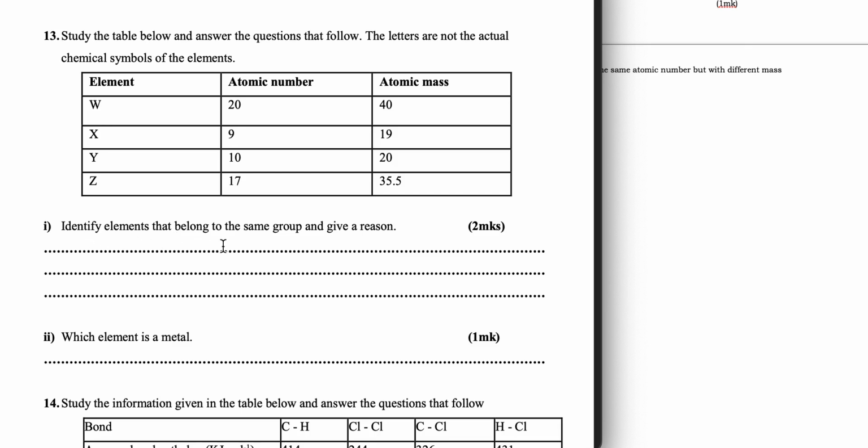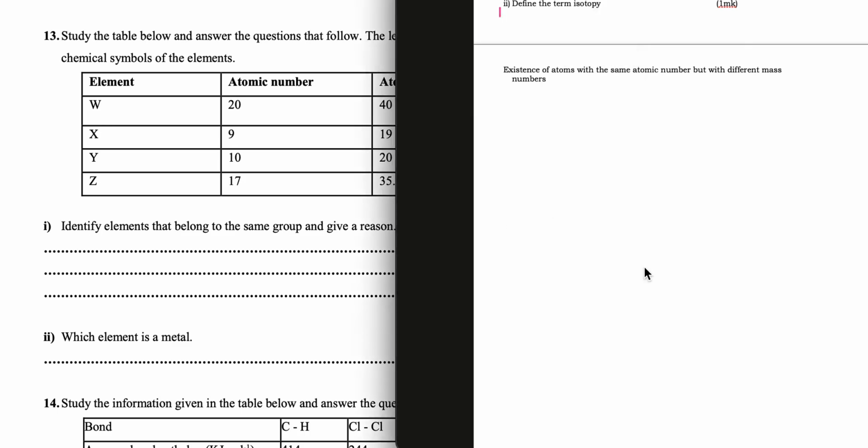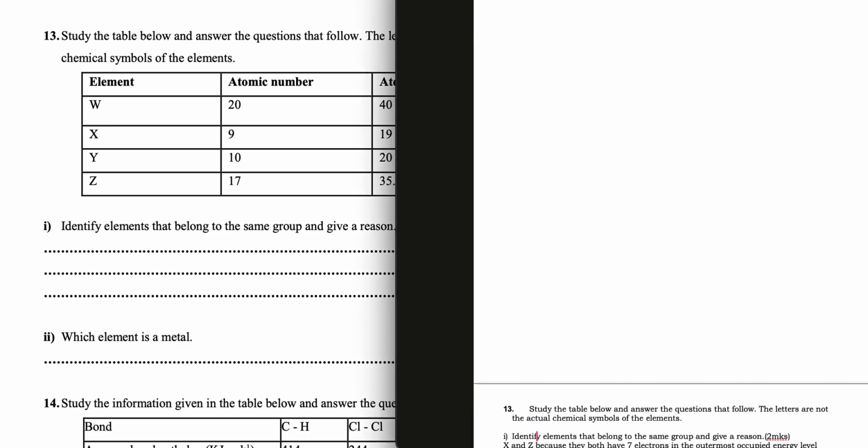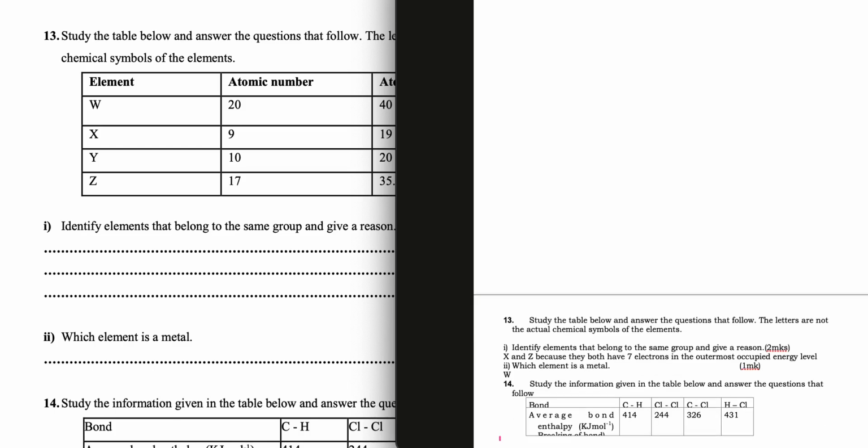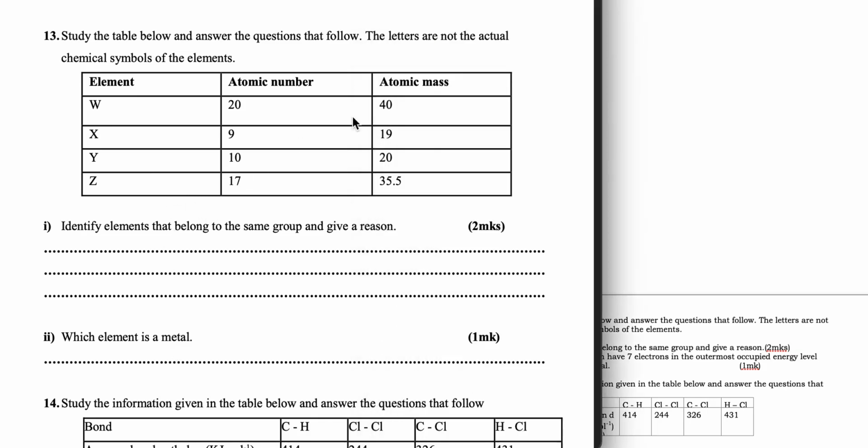Identify elements that belong to the same group and give a reason. X and Z. Because they both have 7 electrons in the outermost occupied energy level. Which element is a metal? W is a metal.